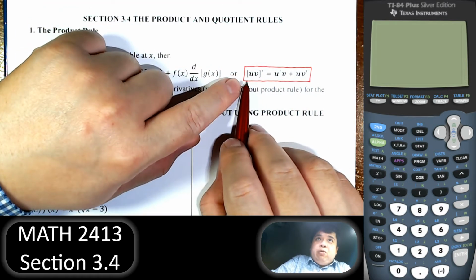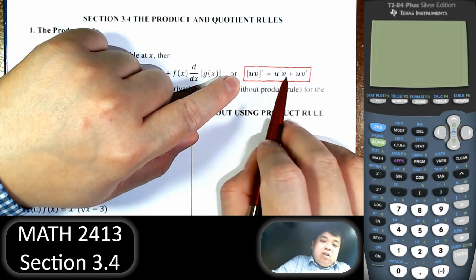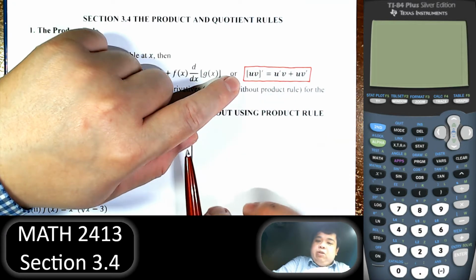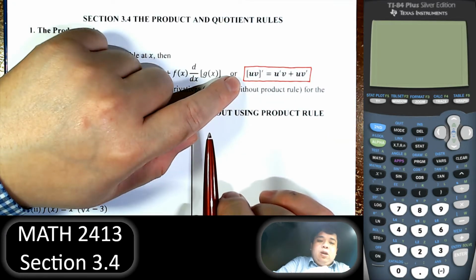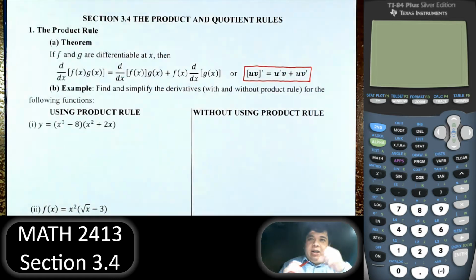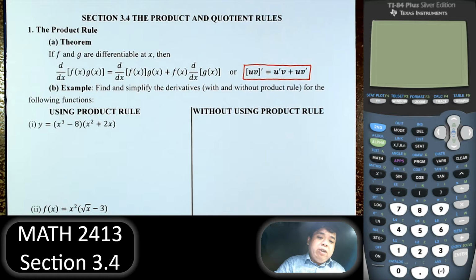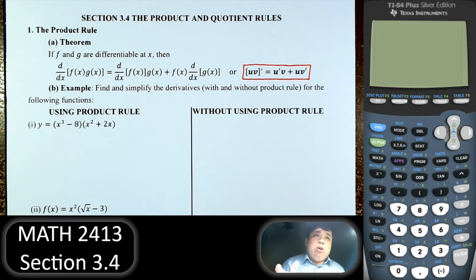So the derivative of the first and the second is the derivative of the first times the second, plus the first times the derivative of the second. Later on there will be a systematic way that we see how that works. But let's look at this example. Find the following derivative with and without the product rule. So we're going to do both.